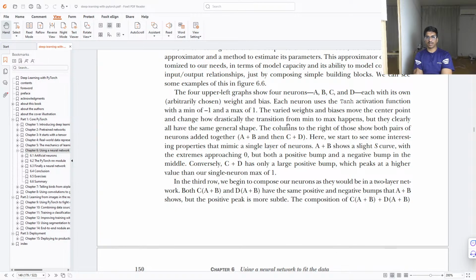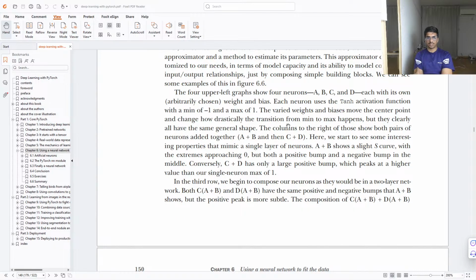The columns to the right of those show pairs of neurons added together, A plus B and then C plus D. Here we start to see some interesting properties that mimic a single layer of neurons. A plus B shows a slight S curve with the extremes approaching zero, but both a positive bump and a negative bump in the middle. Conversely, C plus D has only a large positive bump which peaks at a higher value than our single neuron max of 1.